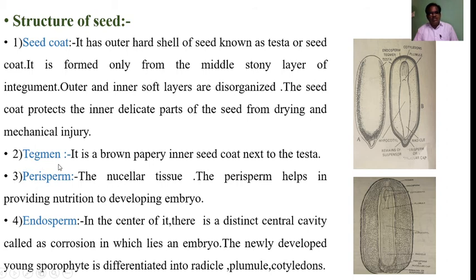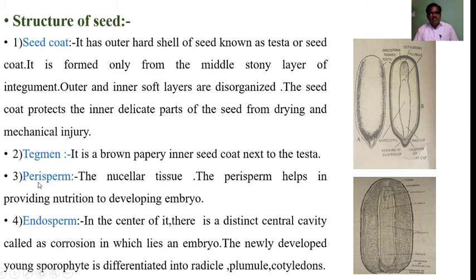Then the next layer is tegmen. What is tegmen? It is the brown papery inner seed coat next to the testa. It means inside this seed coat, or inside this testa, there is a papery covering, which is known as the tegmen. Sometimes the wings which are present in the seed, or in the winged pollen grain, also remain with the seed, and sometimes these seeds are known as winged seeds.